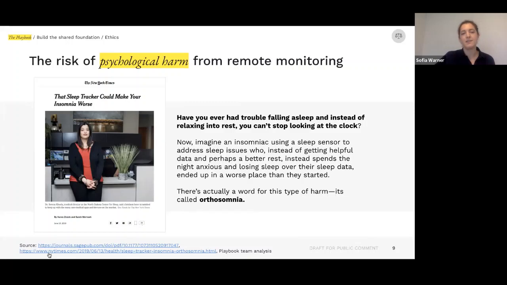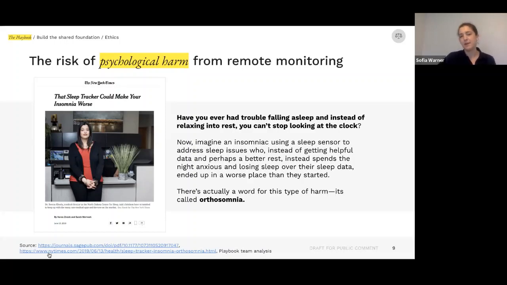There's just this piece in the New York Times about the sleep tracker that could make your insomnia worse. So you can imagine someone who's so invested in tracking their sleep that they almost become obsessive about it, and they just keep checking the data and the app on their phone to the point that it's actually preventing them from falling asleep. And there's a new word for this type of harm specifically in sleep called orthosomnia.